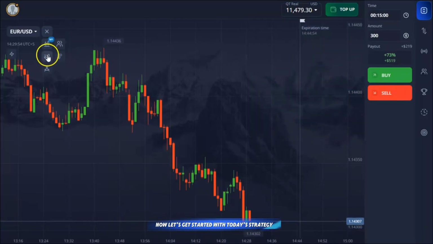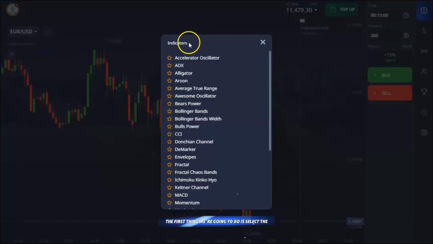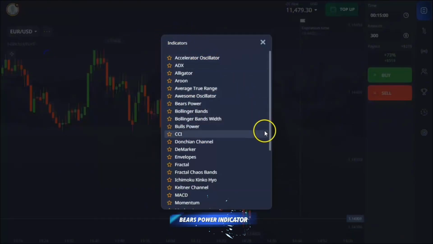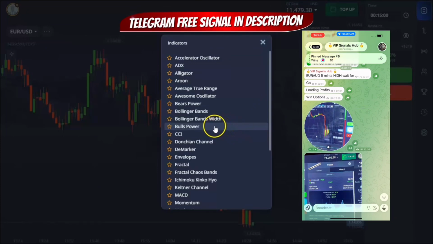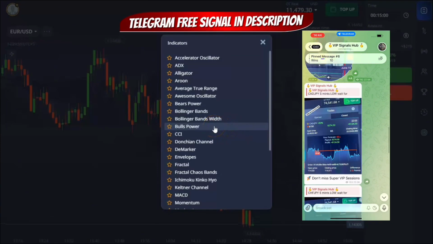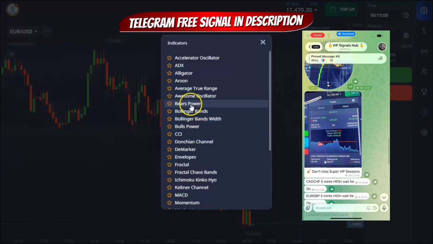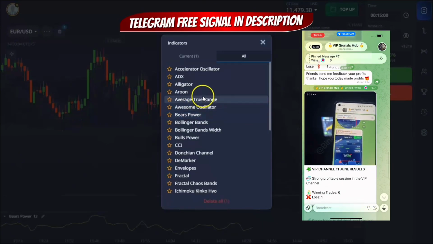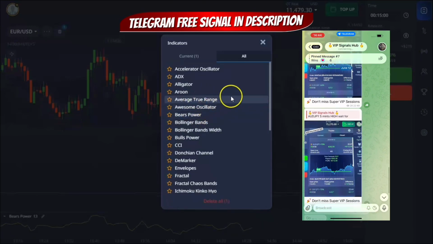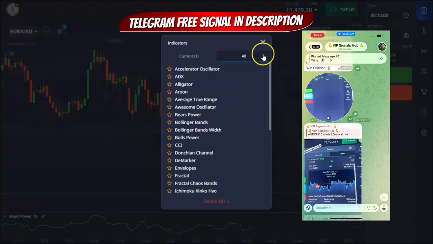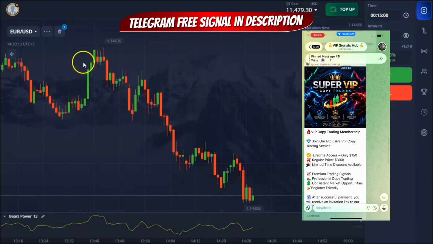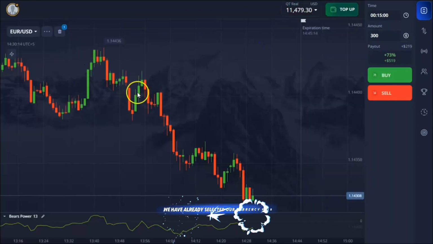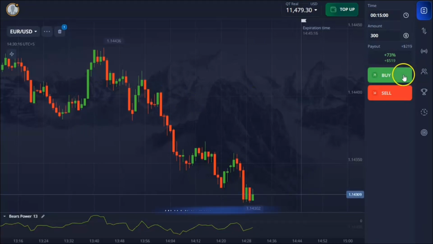Now let's get started with today's strategy. The first thing we're going to do is select the Bears Power Indicator. We have already selected our currency pair, and now we're going to place our first 15-minute buy trade.